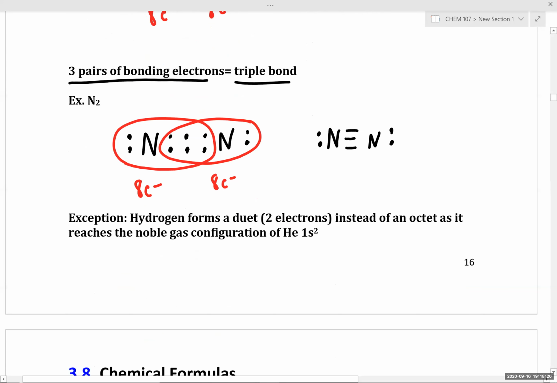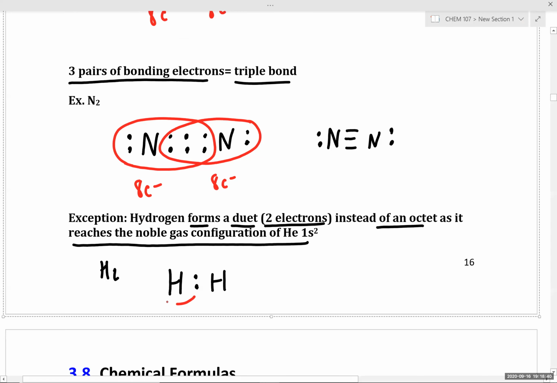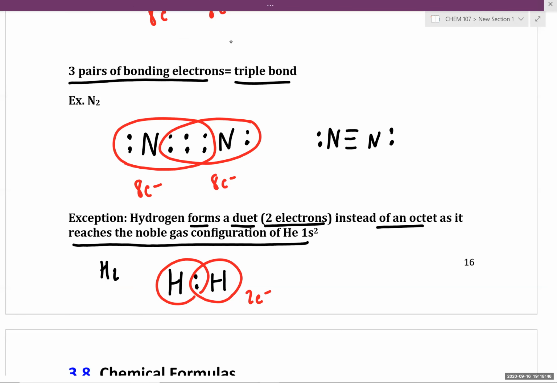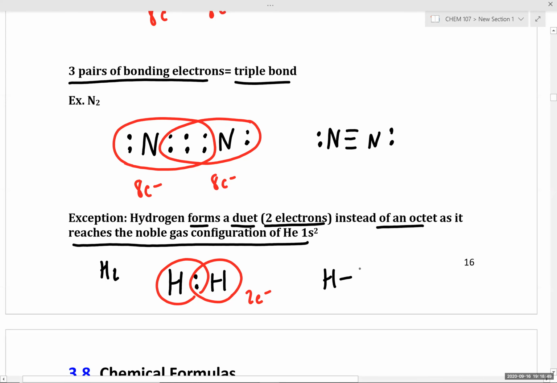Now there's one exception that you need to know. Hydrogen prefers to form a duet with 2 valence electrons instead of an octet as it reaches the noble gas configuration of helium. That's why H2, for example, looks a little bit like this, where each of our hydrogens have 2 electrons to their name. We can also draw H2 as 2 hydrogens with a line between them, with the line signifying 2 shared electrons. Does this example make sense to everyone? Yes.